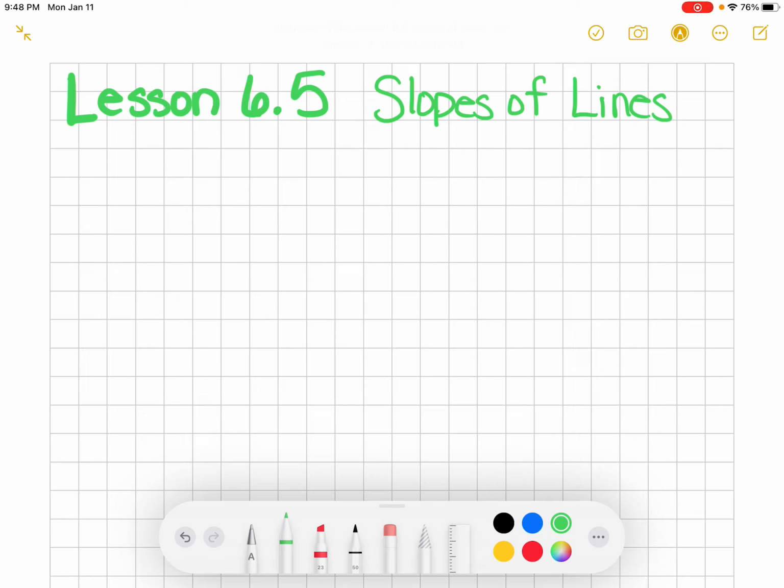Hello students, today we are doing lesson 6.5, slopes of lines. So hopefully this will be pretty easy for you. There's just two basic things that you have to learn about the slope of a line.